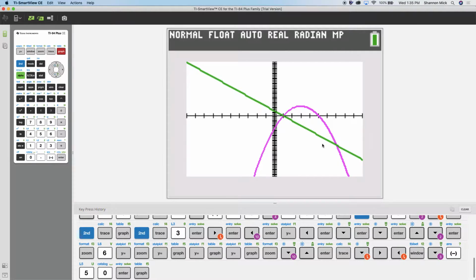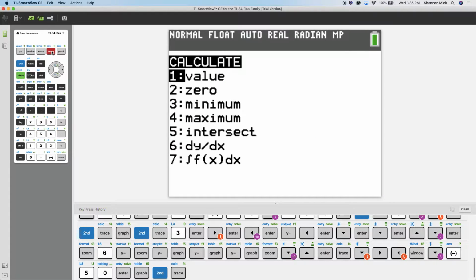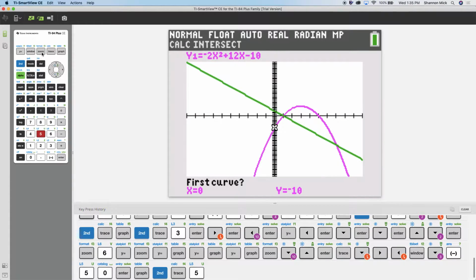Do you guys remember how to get those intersections? Second trace. Second trace is calculate. That means I'm going to have my calculator do everything for me. So what am I looking for? Intersect. So number 5, you can arrow down or just punch in 5, either one. Second trace.